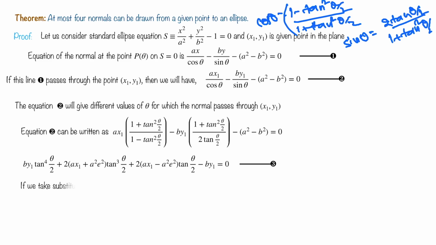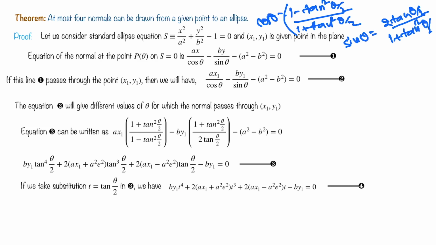In this relation 3, if I make a substitution t equal to tan theta by 2, then we will see a fourth degree polynomial equation in t. Here the unknown is only t, so this is going to be a fourth degree polynomial equation. This fourth degree polynomial equation can have at most 4 distinct real roots. Let me call this one 4.